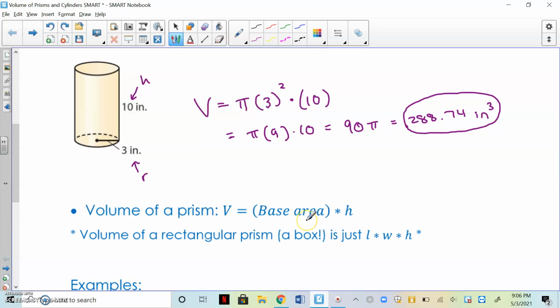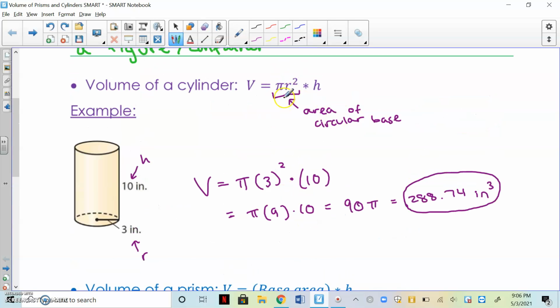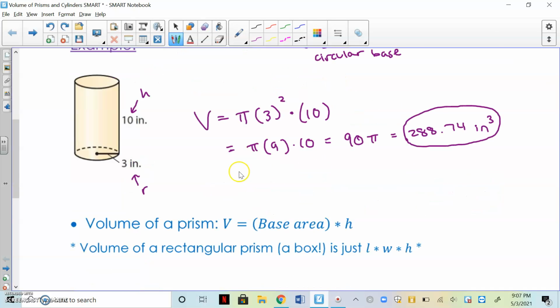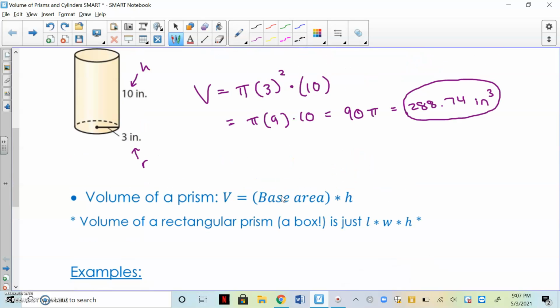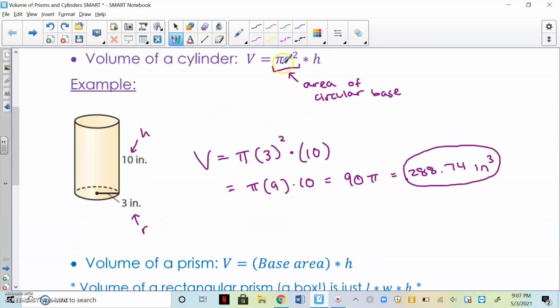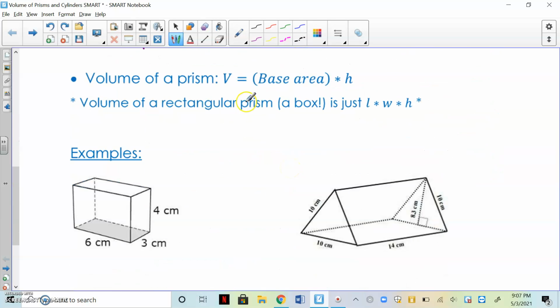The idea is pretty much the same. Like for the cylinder, we found the area of the base and multiplied it by the height, and that's exactly what we do for prisms as well. We're still finding the area of the base and multiplying by the height, but I just wanted you to see that we can embed the formula for area of a circle into the cylinder one. So if I'm working with any prism, meaning triangular or rectangular, I can use this base area times height formula.